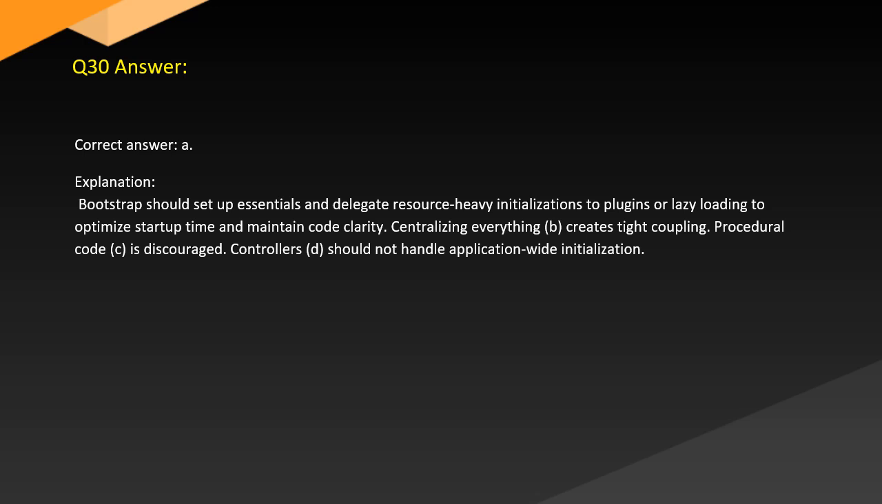Answer. Correct answer A. Explanation. Bootstrap should set up essentials and delegate resource-heavy initializations to plugins or lazy loading to optimize startup time and maintain code clarity. Centralizing everything, B, creates tight coupling. Procedural code, C, is discouraged. Controllers, D, should not handle application-wide initialization.